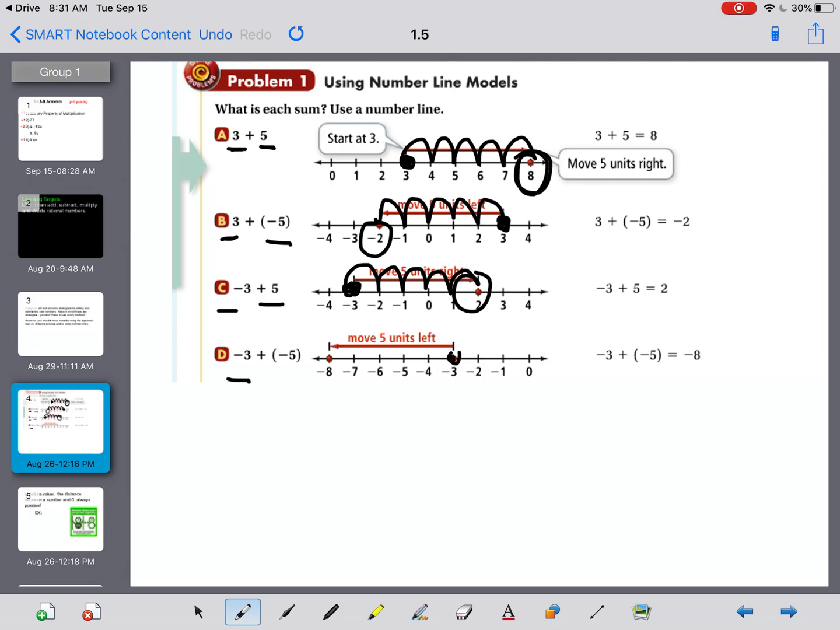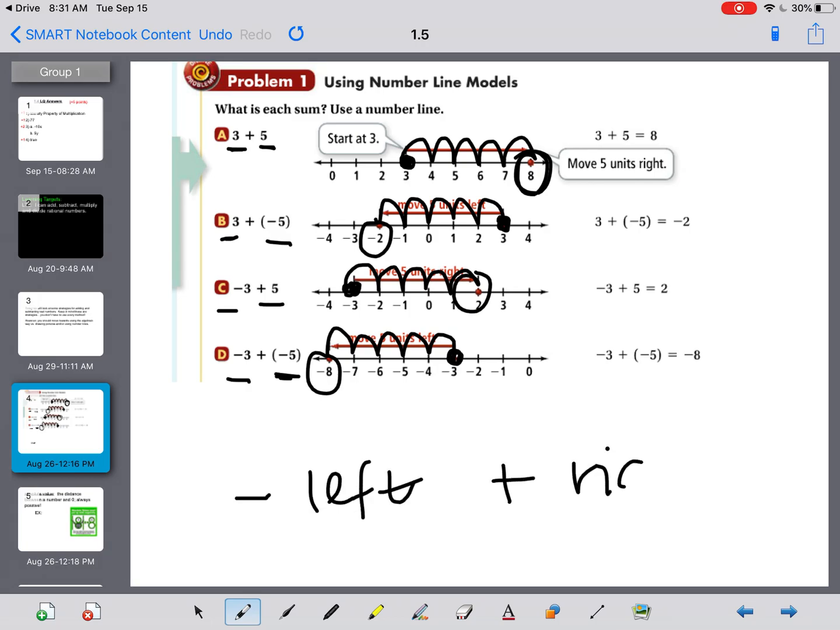And last example, we start at negative 3, and we're adding a negative, so we're moving more left. 1, 2, 3, 4, 5, telling me that negative 3 plus negative 5 is negative 8. Okay, so negatives always move left, positives always move right.